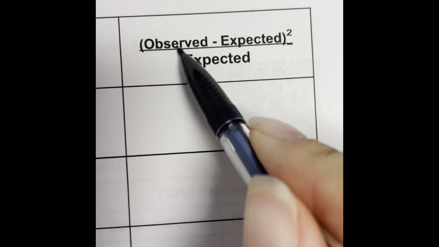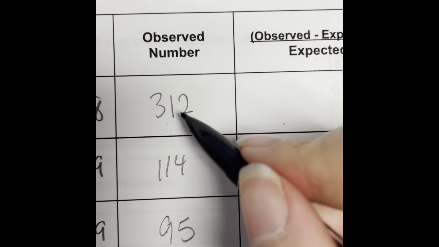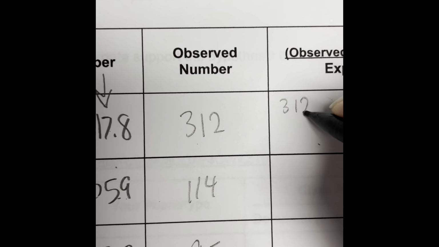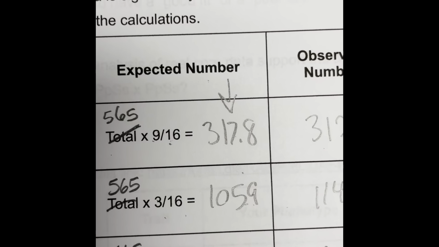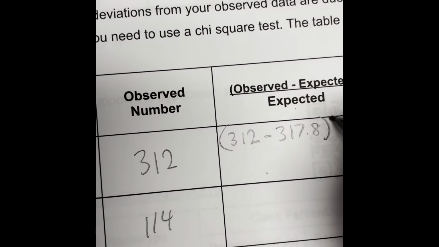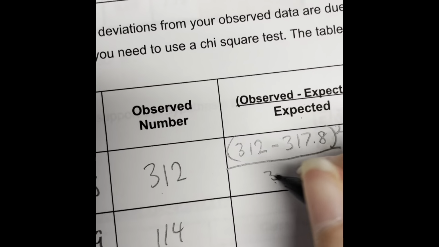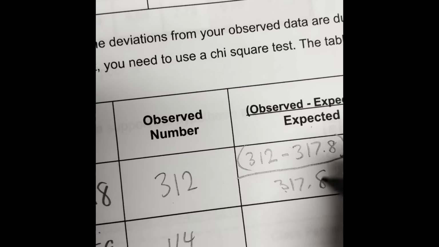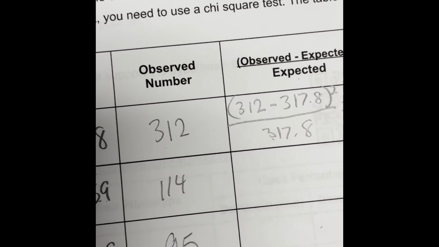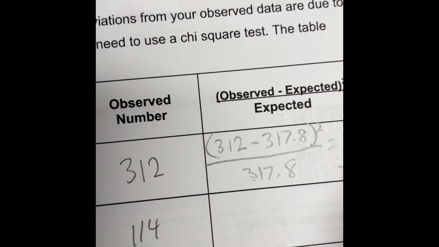The last column, we're just going to plug in this formula: observed minus expected squared divided by expected. So for this first one, I'm going to take the observed, 312, and I'm going to subtract the expected, 317.8. This whole thing needs to be squared, and then that whole thing needs to be divided by the expected, 317.8. If I plug all of that into my calculator, I get 0.106. This is my chi value for just purple and smooth.